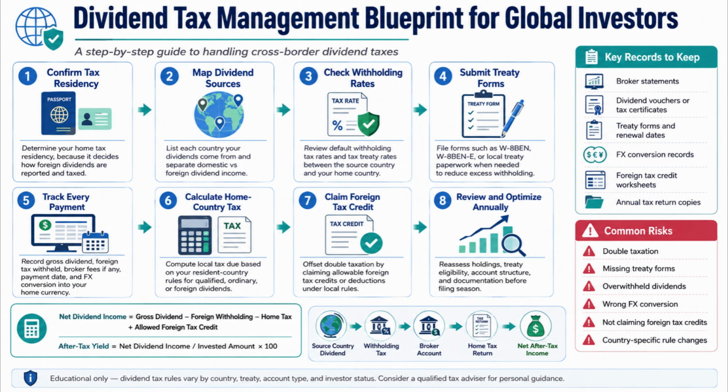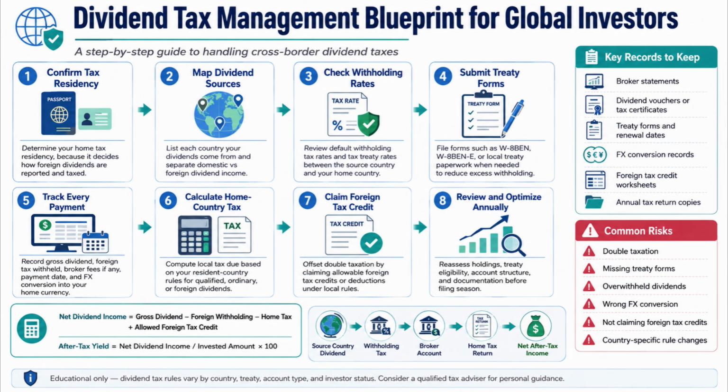Also, be aware of common risks. Global investors often face double taxation, missing treaty forms, over-withheld dividends, wrong currency conversion, failure to claim foreign tax credits, and country-specific rule changes. These mistakes can reduce your real dividend return, even if the dividend yield looks attractive on paper. A simple way to understand your real income is this formula.